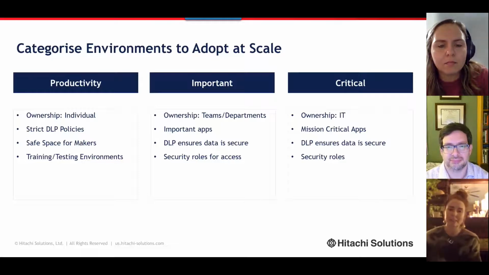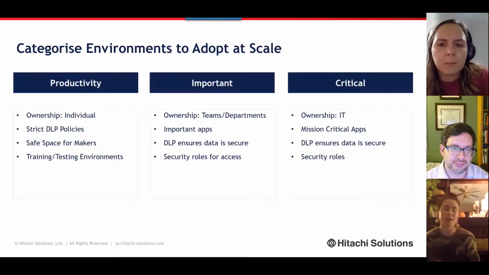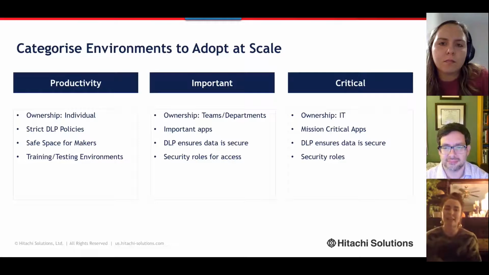Next, we have your important environments, and those are going to be applications that are built that are going to be kind of important to certain departments or teams, but again, if they go down, not a mission critical issue. The DLP policies in here are going to be a lot more robust, but not as strict as what you would have in your productivity. And we would also have security roles to ensure that only certain people have access to them.